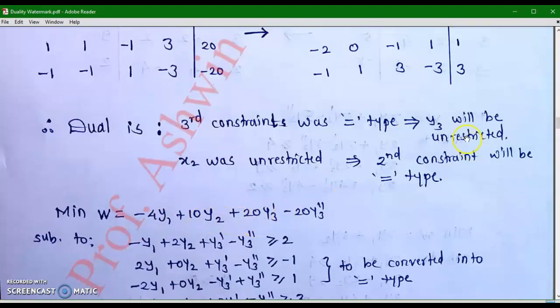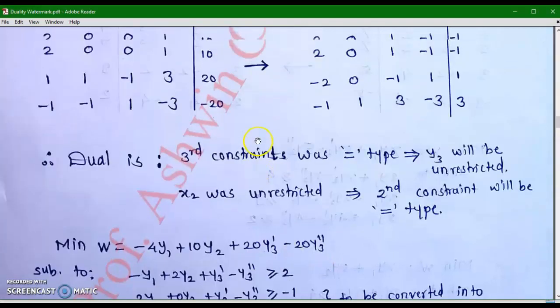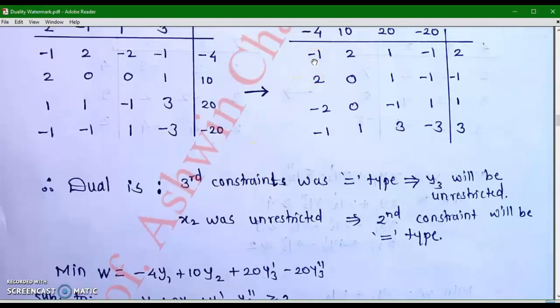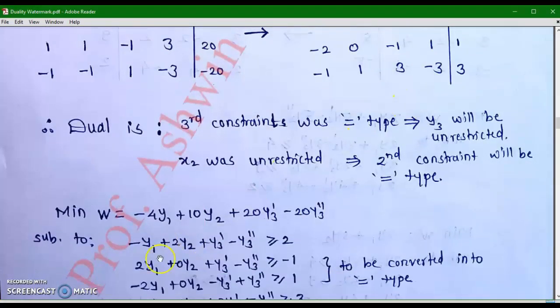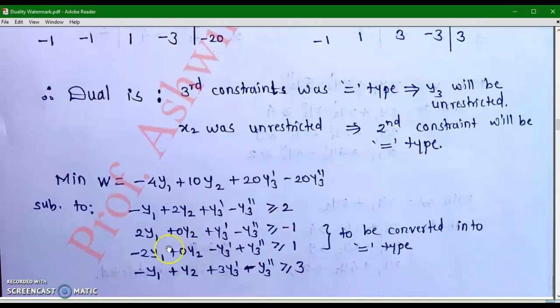Now we have observed that y3 will be unrestricted, so the last two variables will be y3 dash and y3 double dash, because if y3 is unrestricted we have to restrict by splitting it into y3 dash and y3 double dash. So please take care of this. Subject to, first row is minus 1 2 1 and minus 1, which gives us minus y1 plus 2y2 plus y3 dash and minus y3 double dash. So the last elements will be the coefficients of y3 dash and y3 double dash, greater than or equal to 2. The second gives us the second constraint, and the third row and fourth row give us the third and fourth constraints accordingly.